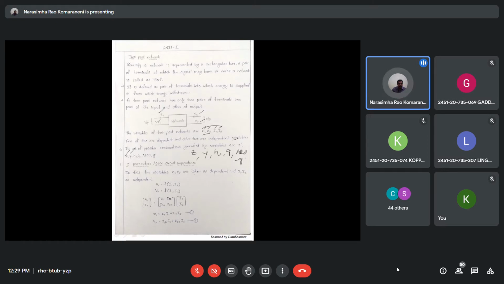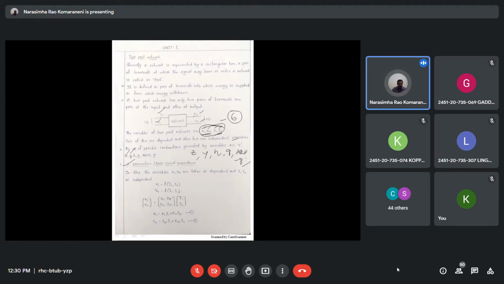In the case of a two-port network, there are four variables. Out of these four variables, if you choose two variables as dependent and another two as independent, you get six possibilities, six combinations, right? Means six different types of parameters: Z, Y, H, G, ABCD, and inverse ABCD parameters. First we'll see these Z parameters.